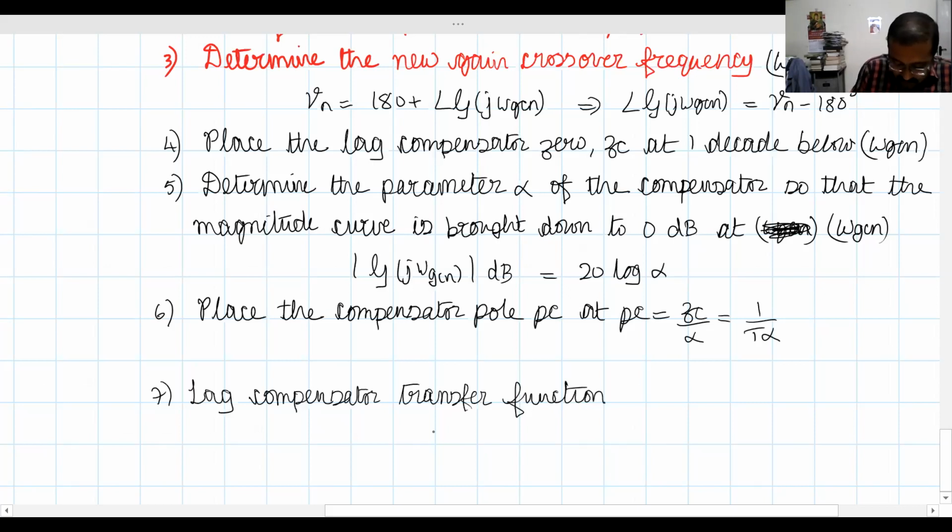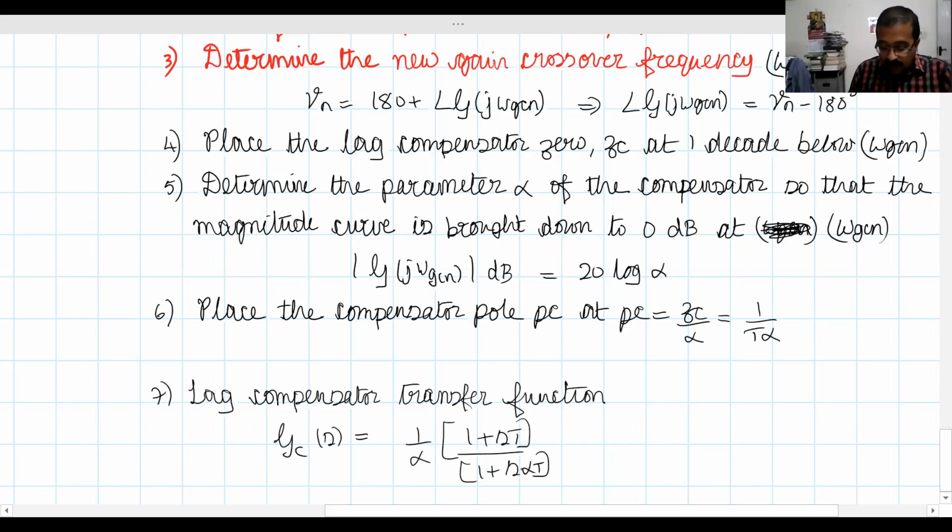GC of S will be what? It will be 1 by alpha into (1 plus ST) divided by (1 plus S alpha T). Keep in mind why I have added a 1 by alpha. I added a 1 by alpha because I wanted to have a unity DC gain. That's the only reason. If you don't put 1 by alpha here, there will be a DC gain of alpha, which is greater than 1.